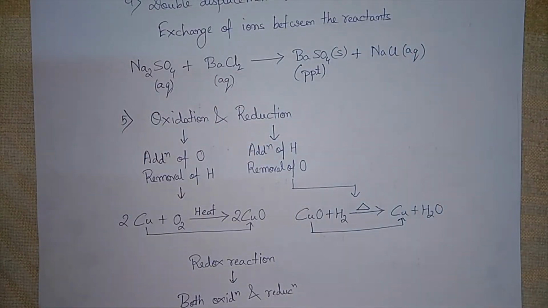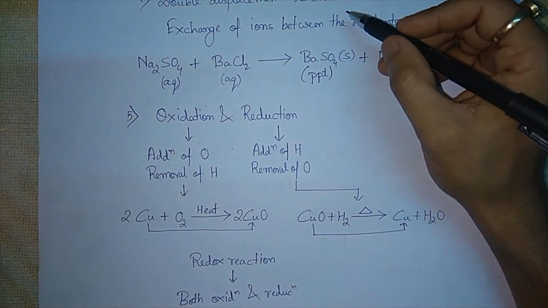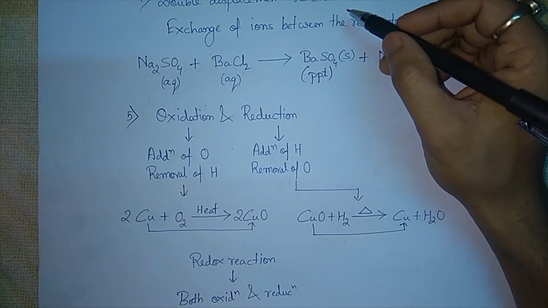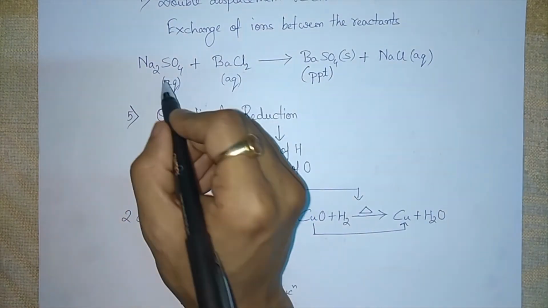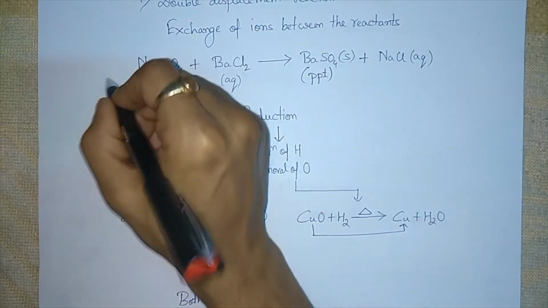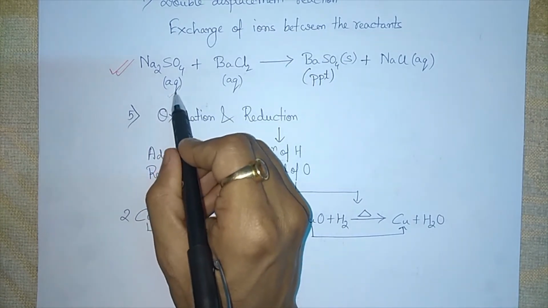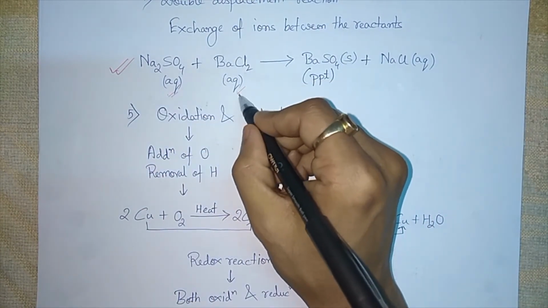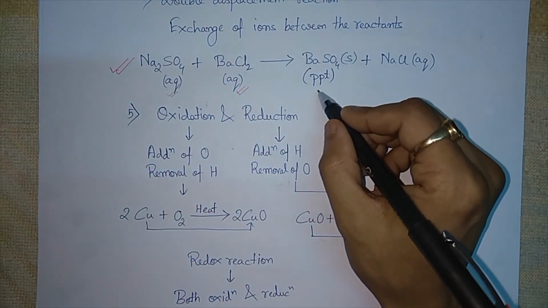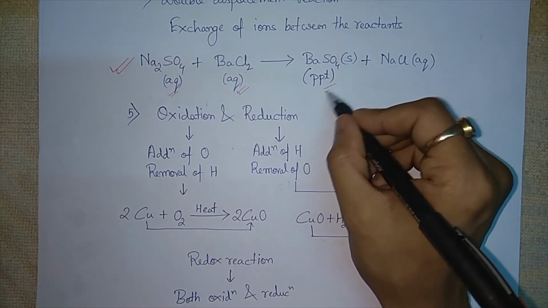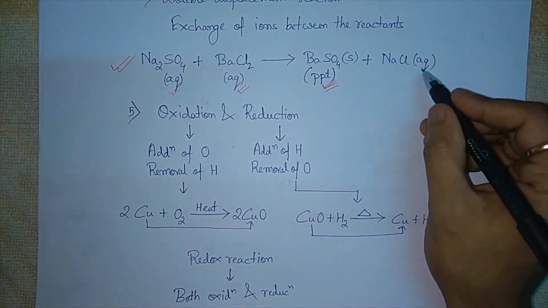The next reaction is double displacement reaction. It is somewhat similar to the previous displacement reaction. Here double exchange occurs. For example, we have taken this reaction where sodium sulfate, which is an aqueous solution, and barium chloride, which is also an aqueous solution, when these two solutions are mixed, we get the precipitate formation of barium sulfate. Remember, precipitate formation of barium sulfate and sodium chloride.